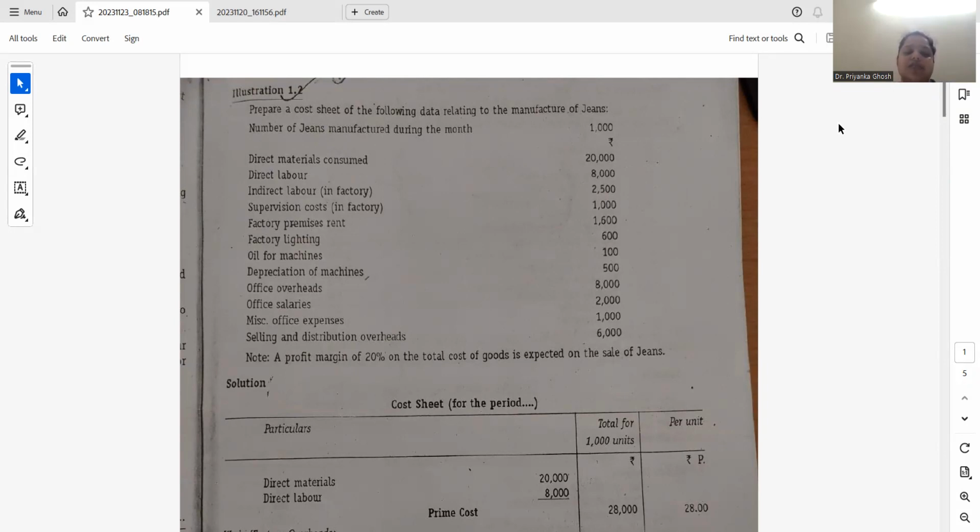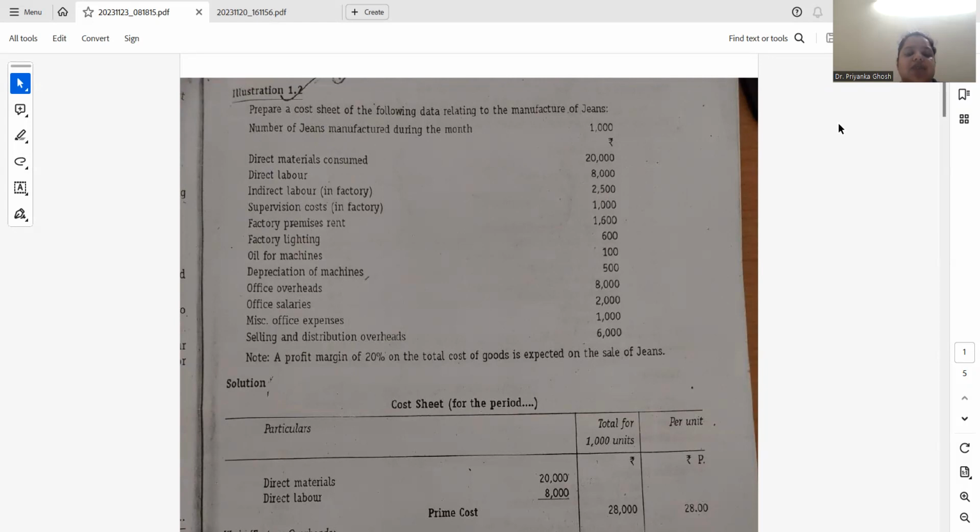So today we are just going to discuss the basics of a cost sheet. A cost sheet means that, with the details of direct material, direct labor, and different kinds of cost, we are preparing a cost sheet to find out the per unit cost and the total cost. Actually, based on this cost sheet, we are going to calculate our selling price.